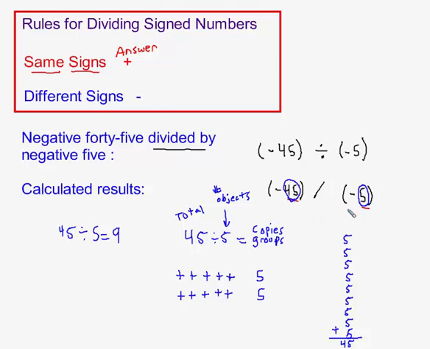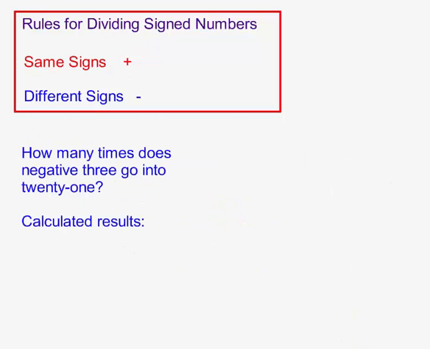of the answer. The rest of the answer was just found by saying that the signs on the two numbers were the same, and whenever you divide two numbers with the same signs, the answer comes out positive, so I'd leave my calculated result a positive 9. In this problem, it says, how many times does negative 3 go into 21?